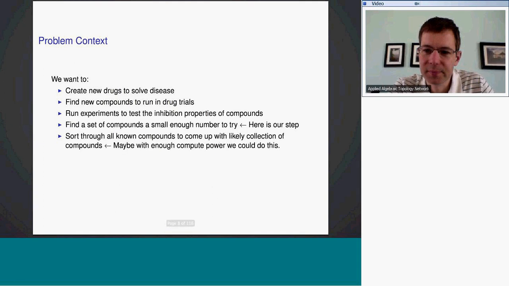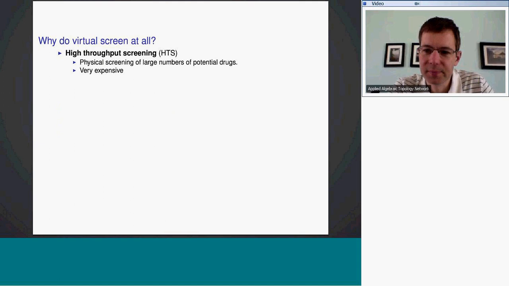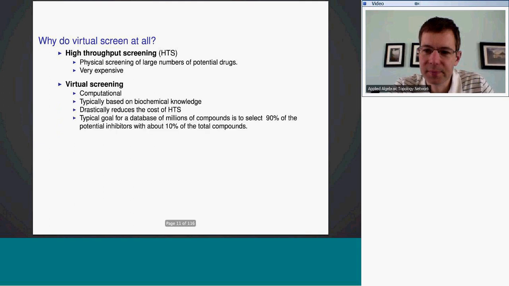I would point out that without computational resources, you could try and tackle the very large databases directly. What we're talking about is virtual screening. So why do virtual screening? High throughput screening, the physical screening of a large number of potential drugs, is very expensive. So virtual screening is a computational approach to this problem. It's typically done based on a lot of biochemical knowledge about the problem. It reduces the cost of high throughput screening.